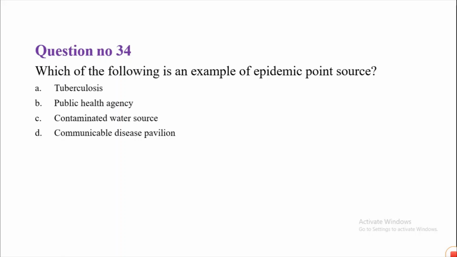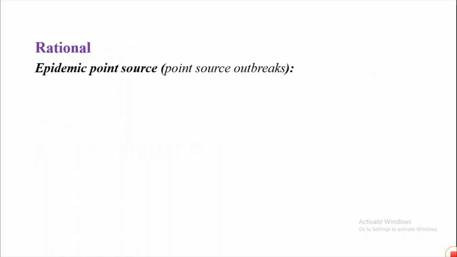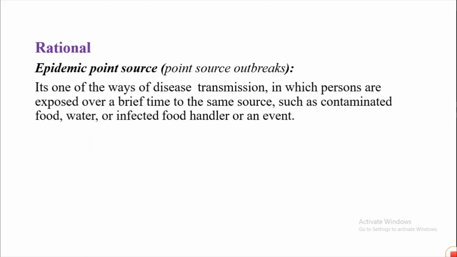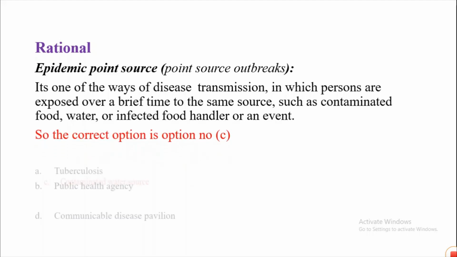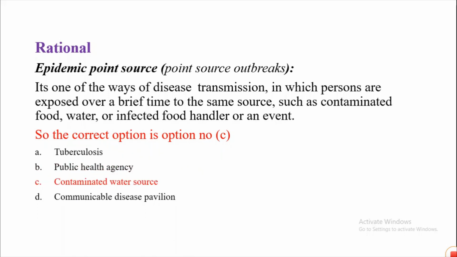The correct option is option C, contaminated water source. Why did we choose option C? Let's see the rationale. Epidemic point source, or point source outbreak, is one of the ways of disease transmission in which persons are exposed over a brief time to the same source, such as contaminated foods or water, an infected food handler, or an event. So the correct option is C, contaminated water source.